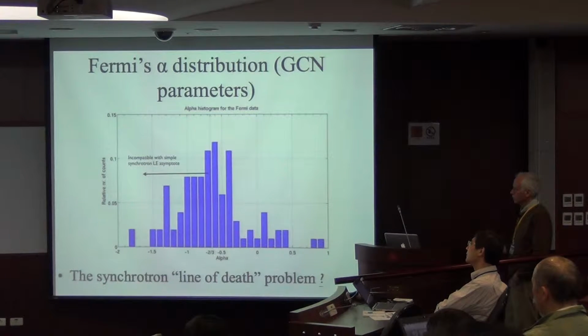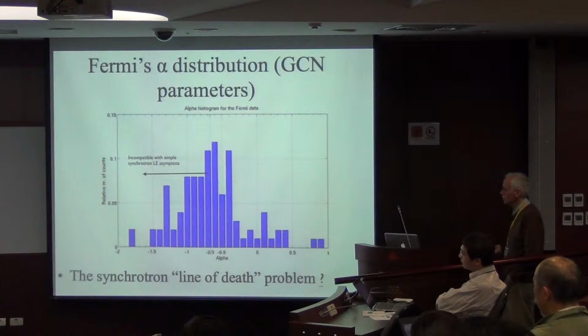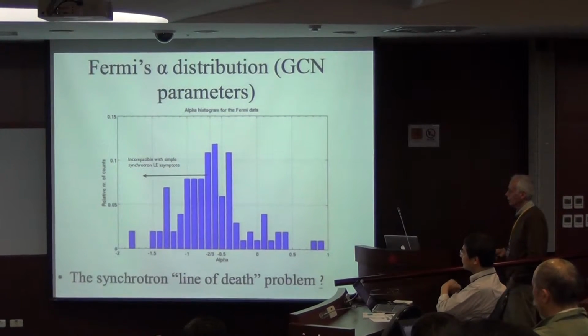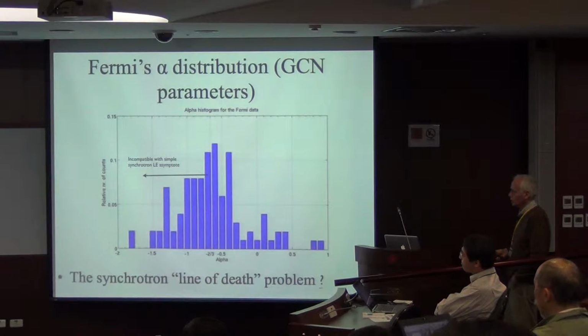Fermi also made a more detailed analysis of the distribution of these low energy spectral indices. Here is the minus 2/3, and you see values below and above. Now, some of these values are a problem for the synchrotron interpretation. That's why they call it the line of death problem.